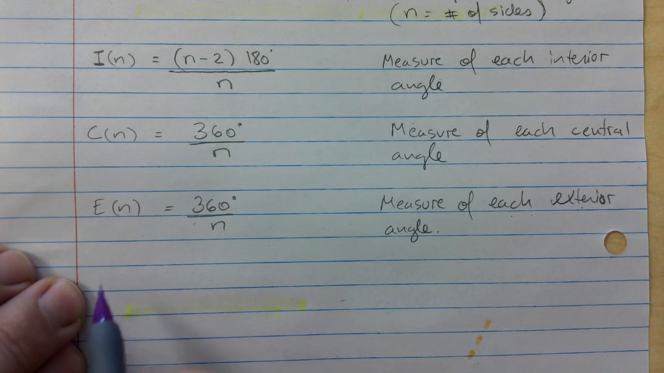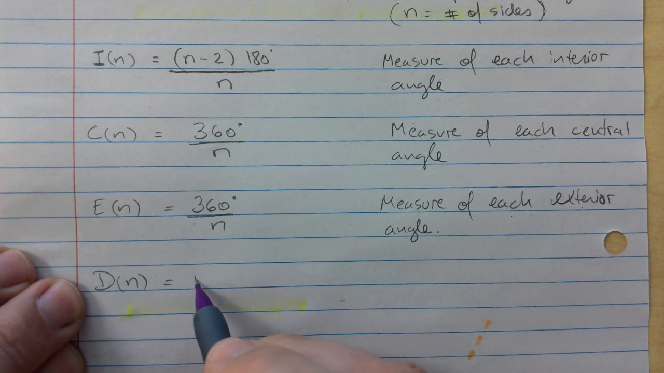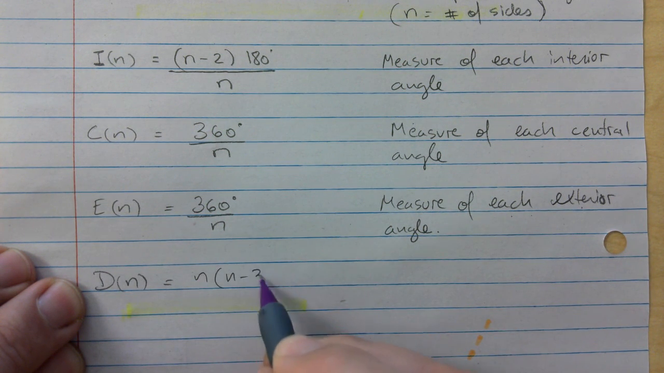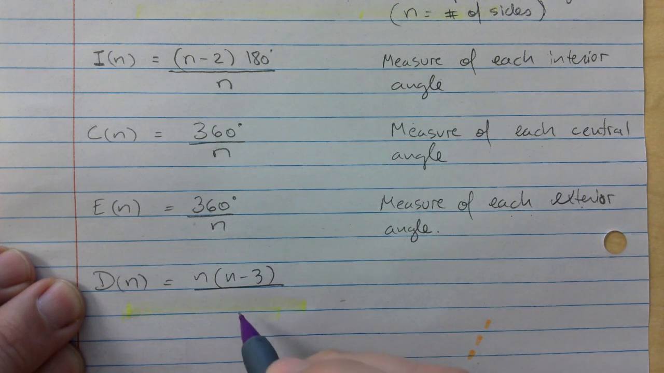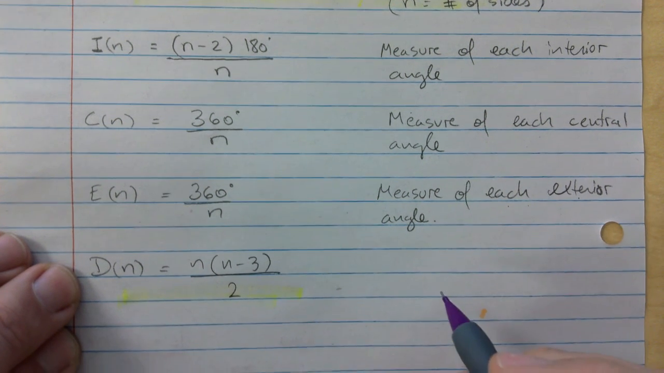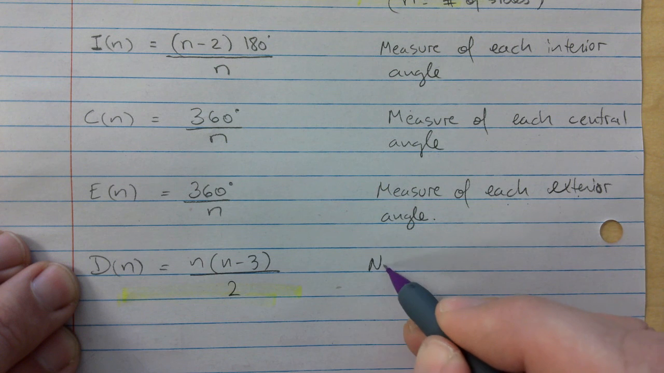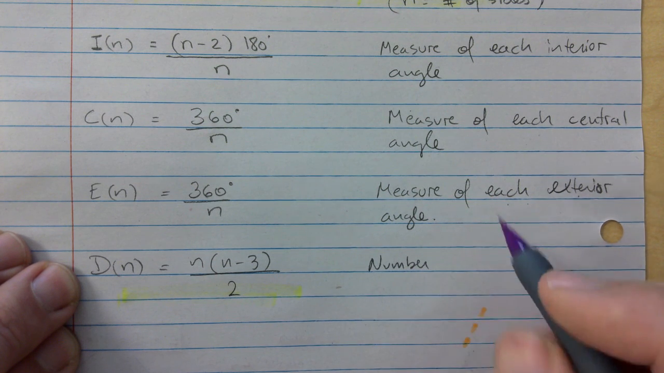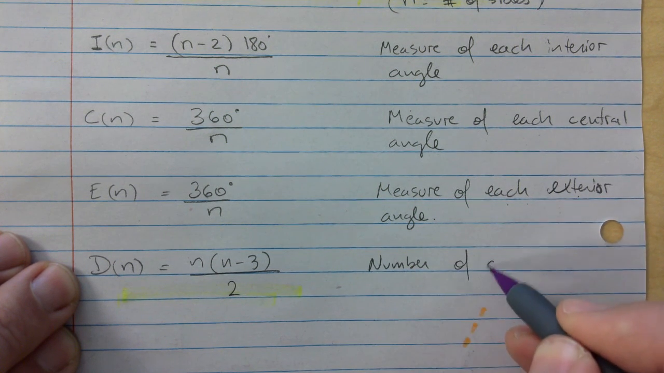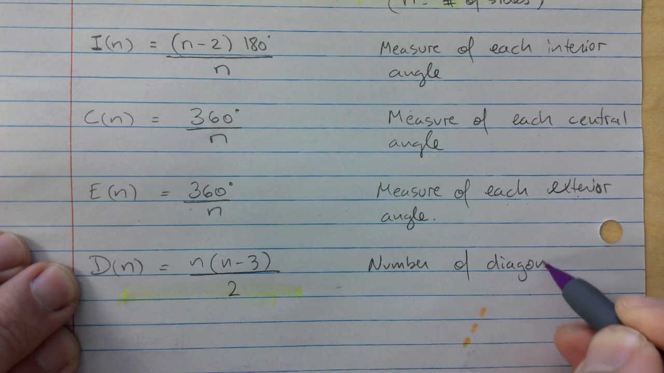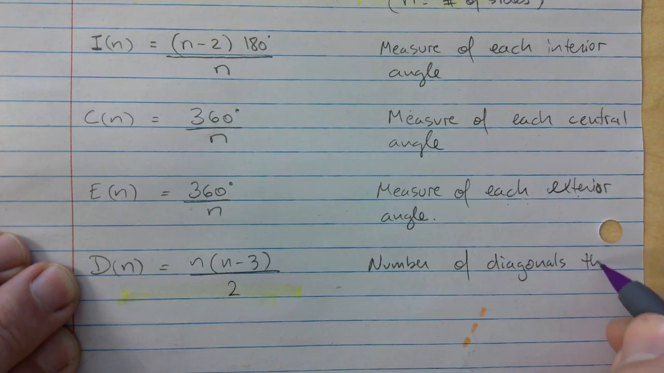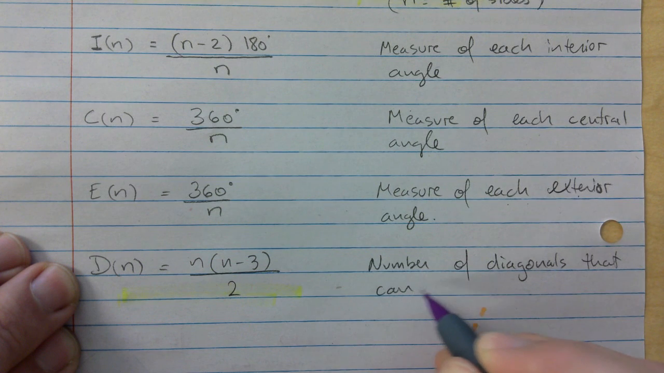And then D of n. This one is trickier: n times n minus 3, divided by 2. And this one gives you the number of diagonals that can be drawn.